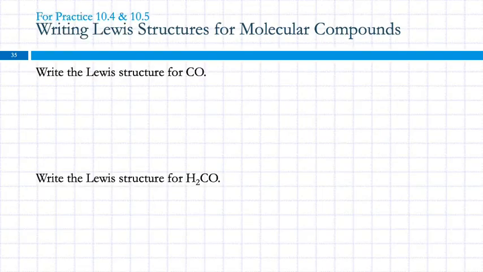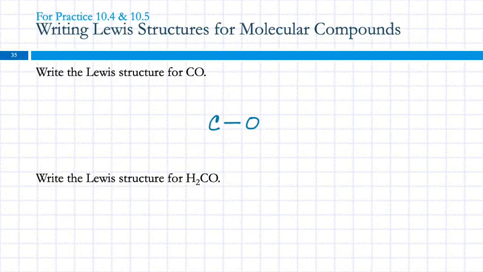So let's do some practice. Write the Lewis structure for carbon monoxide. So the first step is figure out how are these connected. Well, there's only 2 of them, so that's not going to be a big deal. It must be carbon connected to the oxygen. Now, I think it's a good idea to just go ahead and put the single bond in there because there has to be a bond, right?